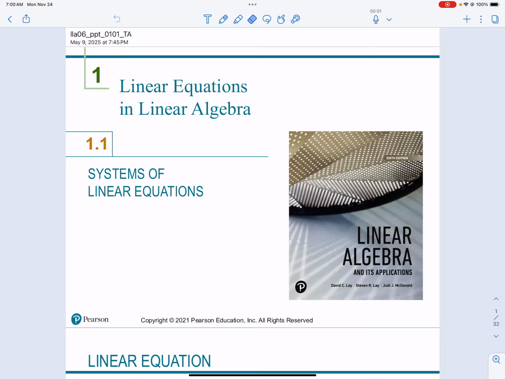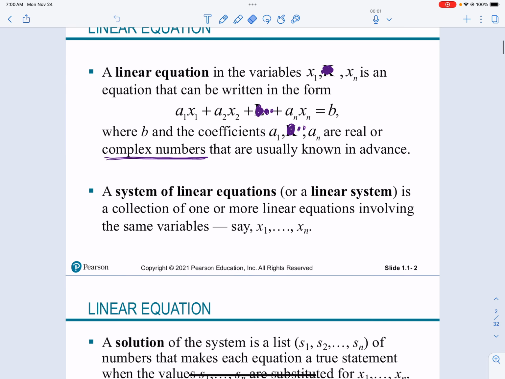And this class is a linear algebra class, and so today we will do systems of linear equations, which is the first section of linear algebra, okay? So let's look at the definition. What is a linear equation? A linear equation in the variables x1 through xn.